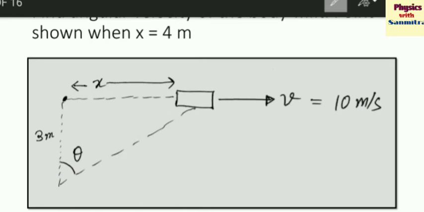Now let's see, if this is 3 meter, and if this is 4 meter, what will be this? This will be 5 meter, root over 3 square plus 4 square, that is 5. And what is this angle? This angle is 53 degree. Now let's see one thing.